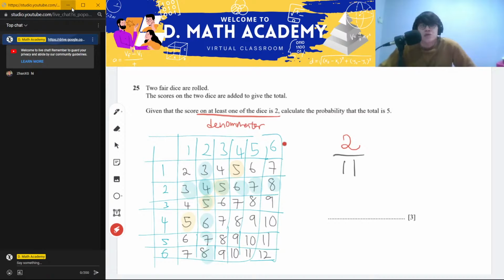Okay, at least one 2 means one of the dice is showing you 2 as the result. So you have 2 here, and you have 2 over here. So there's a total of 11 of them. Is that okay? You guys understand? And then these 2 at the top are because there happens to be a total of 5 here. There were 2 of them that are 5. That's the numerator there.